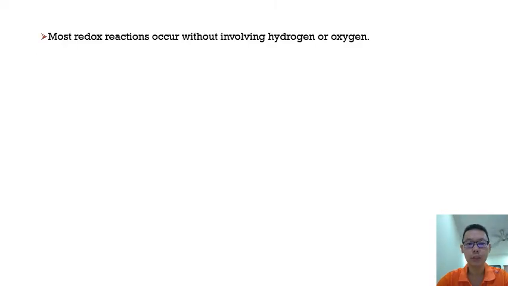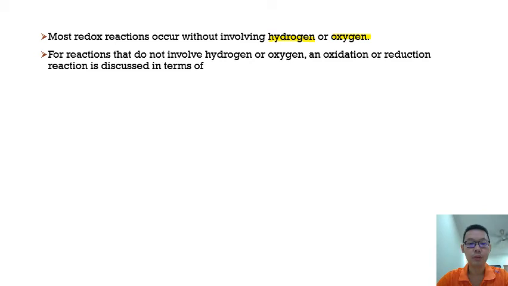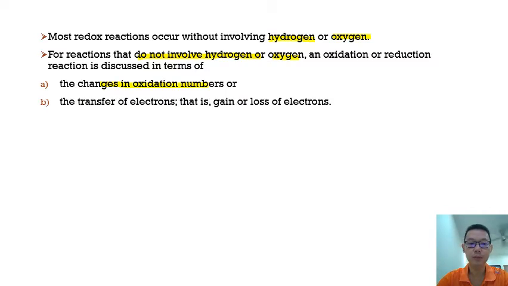Most redox reactions occur without involving hydrogen or oxygen. For reactions that do not involve hydrogen or oxygen, we can find out the oxidation and reduction reaction in terms of change in oxidation number of an element or transfer of electron.